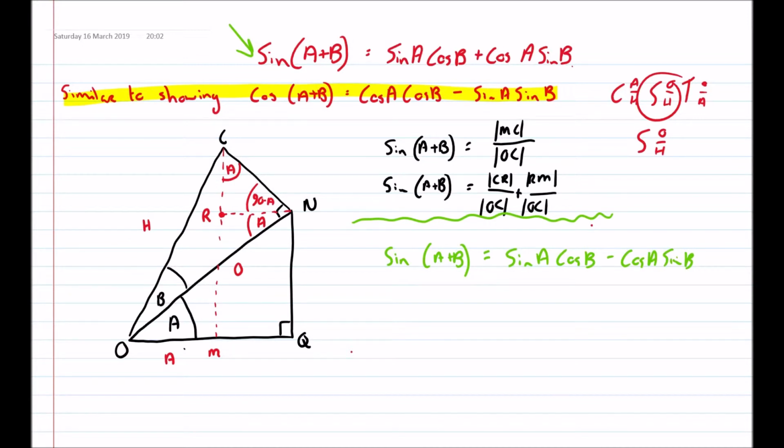So we're looking for sine A. Sine A would be this triangle, because we're talking about angle A. And we'll get rid of these. In relation to that triangle, that would be the opposite, that would be the adjacent, that would be the hypotenuse. So sine(A+B) equals, what's sine A? Sine, as we said, is opposite over hypotenuse, which will be NQ over ON.